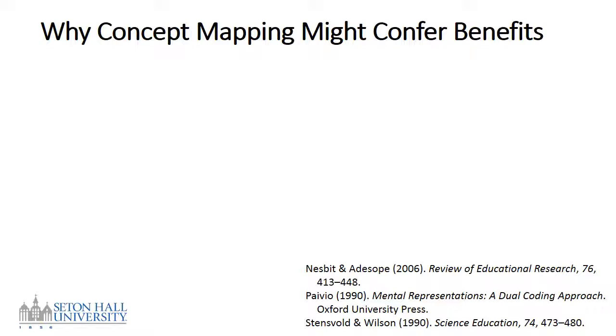Now, there are a number of reasons why concept maps might confer learning benefits. If we think just theoretically, a number of different authors have pointed to these. One is something called the dual coding hypothesis. According to the dual coding hypothesis, originally proposed by Paivio, we store verbal knowledge and mental imagery separately in the mind, but they're potentially interlinked memory codes.